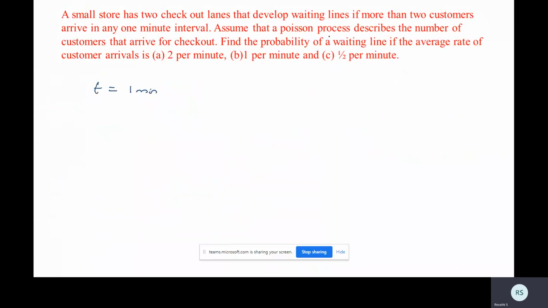Now, assume the Poisson process describes the number of customers that arrive for checkout. Find the probability of waiting line if the average rate of customer arrival is 2 per minute. So here they are giving 3 cases. First case is lambda is 2 per minute. Second case is lambda is 1 per minute. Third case is lambda is half per minute. So what is the question? Find the probability of waiting line if the average rate of customer arrival is 2 per minute, 1 per minute and half per minute.